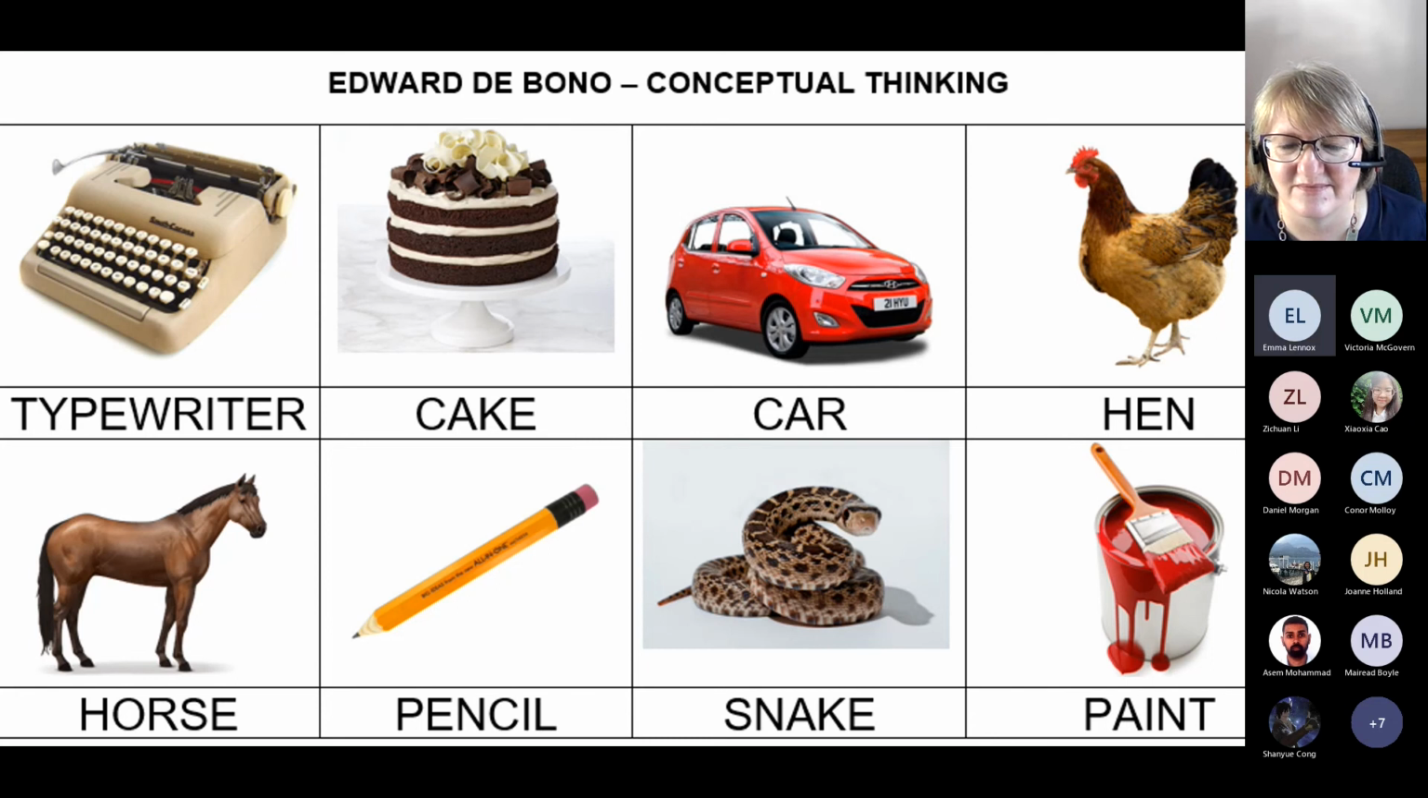I had to put car and paint together for the color. Transport, we've got a horse and a car. Didn't see that one. Horse and snake, prey and predator. Dave, that's a new one. I might have put hen instead of horse there, but that's clever. Yeah, I like that one. Food, cake and hen. Yes, absolutely. Yep.